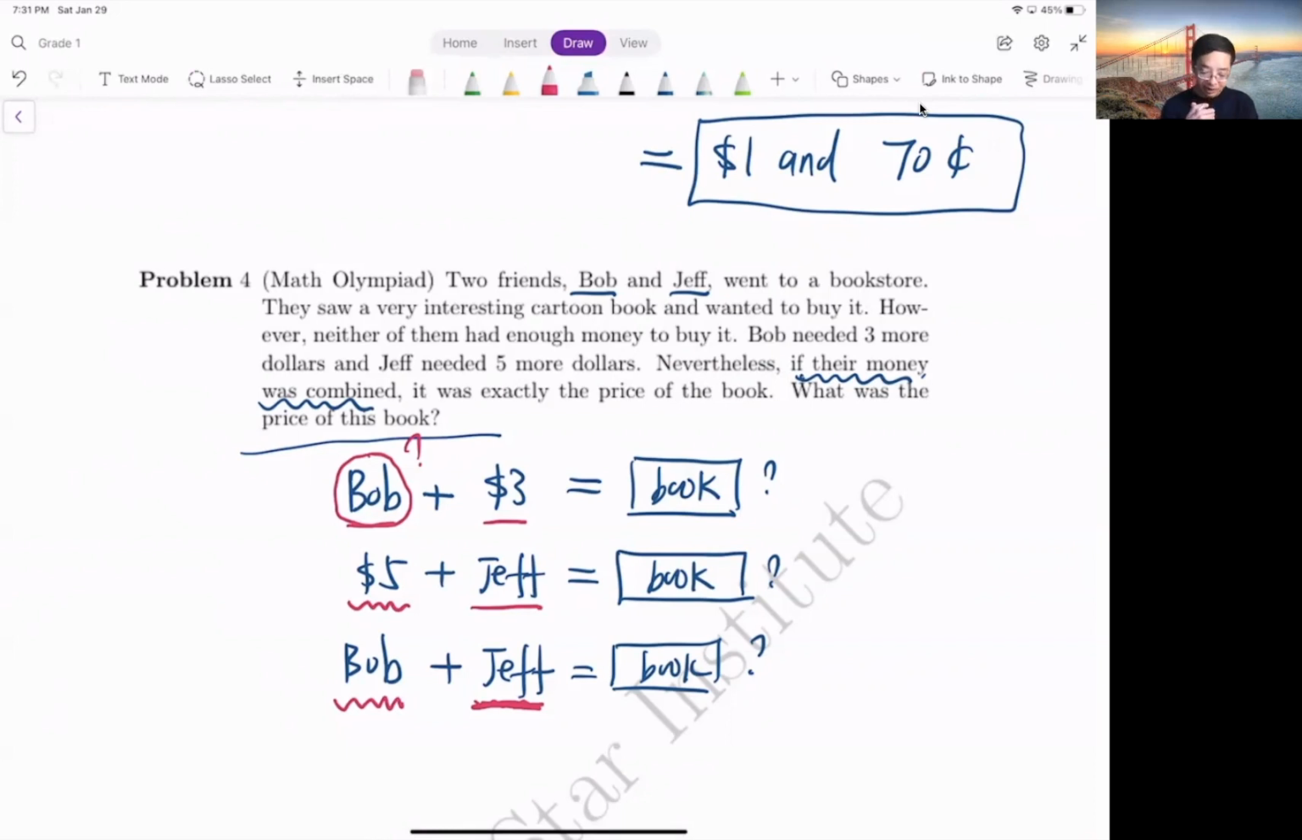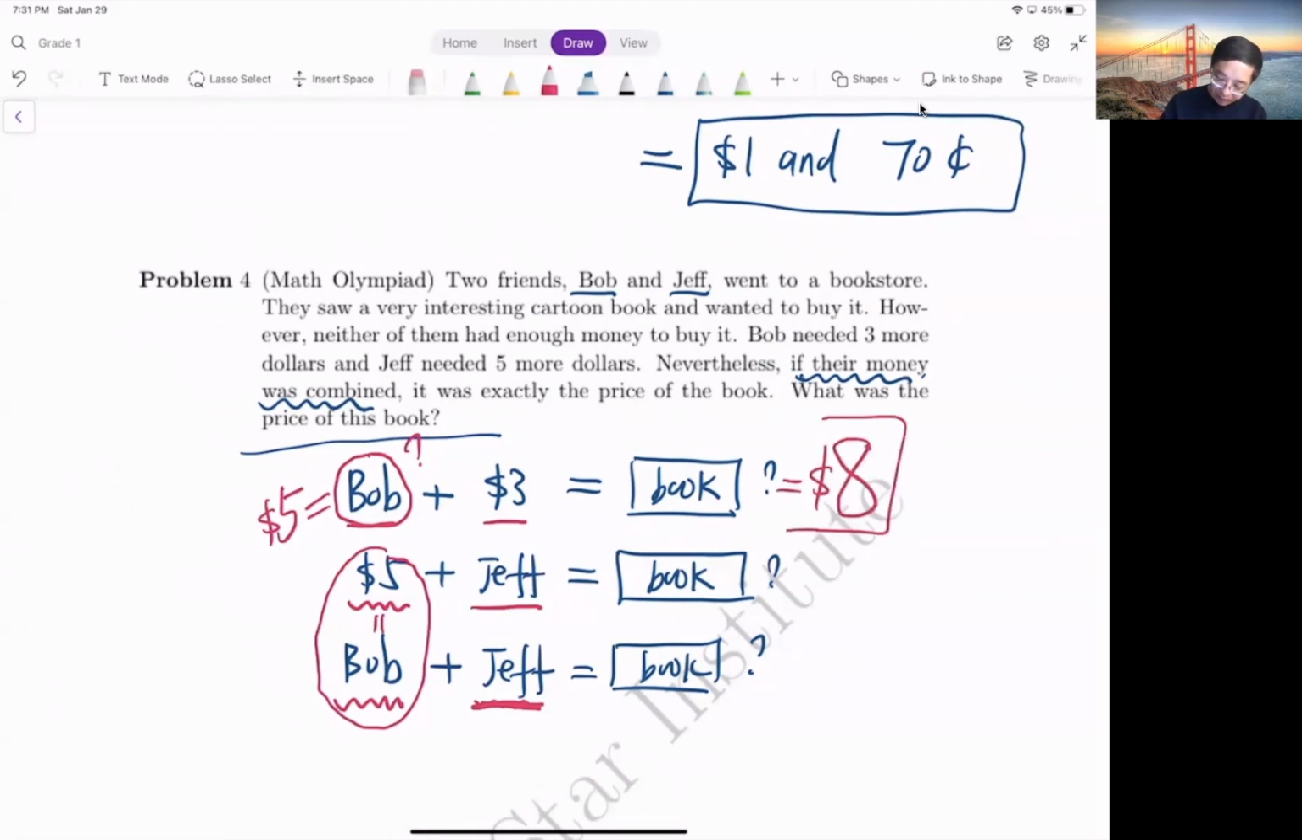What does this tell us? It tells us that what Bob has is exactly $5, right? That's exactly the amount of money that Jeff needs to buy the book. So Bob had $5. So $5 plus $3, we get $8. So $8 is the price of the book.